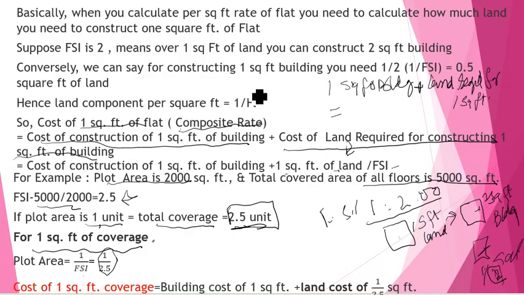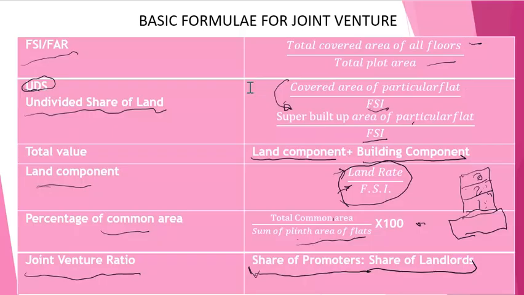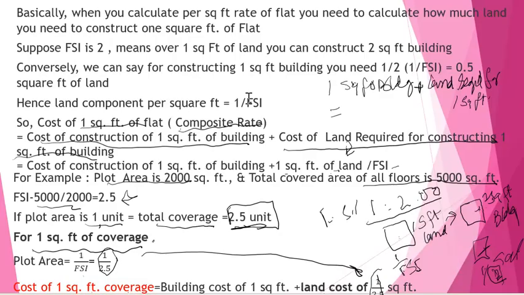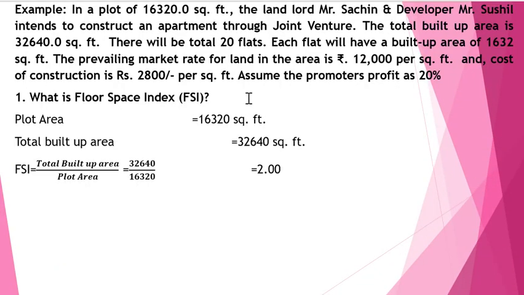So cost of 1 square feet of coverage is equal to cost of 1 square feet of building plus land cost of 1 over 2.5 square feet. So 1 upon 2.5 is 1 upon FSI. That is why we take this land component as land rate divided by FSI. So we will take some examples that will make things clear. In a plot of 1632 square feet, the landlord Mr. Sachin and developer Mr.